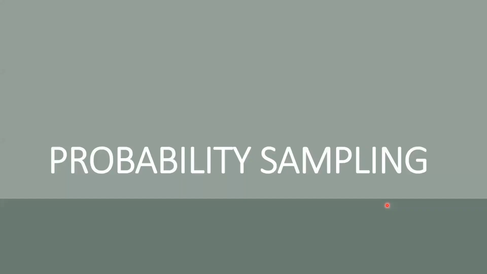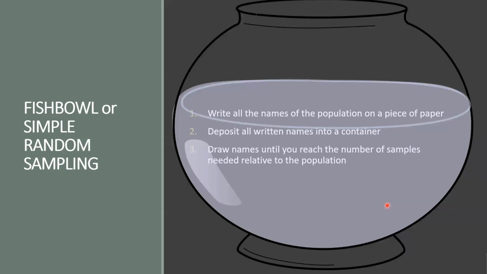Let us discuss first those that are classified as probability sampling. The first example that we have here is simple random sampling, which is also known as the fishbowl method. In this technique, the elements of the sample are selected through lottery, or what we commonly know as drawing lots.